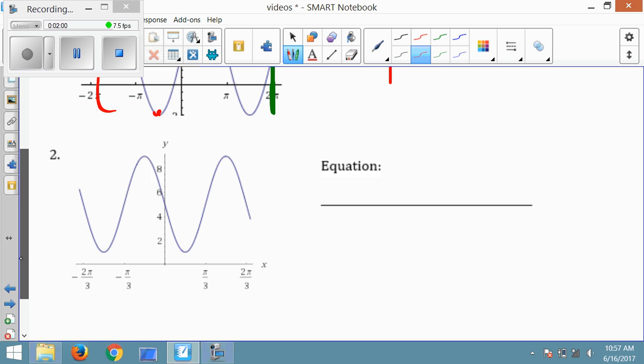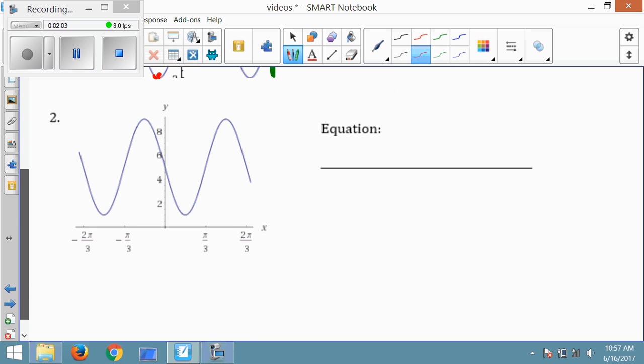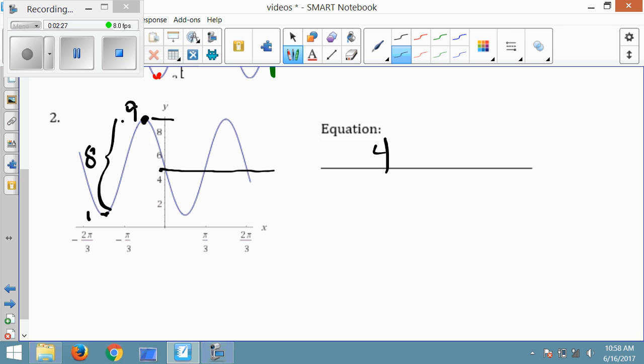Okay, we are starting up here at 9, right there at 9, and we are going down to 1. So again, we actually have a difference of 8. So again, our amplitude is 4. So what that means is we have a middle center of the graph up at 5. So that tells you another thing, that we are shifted up 5.